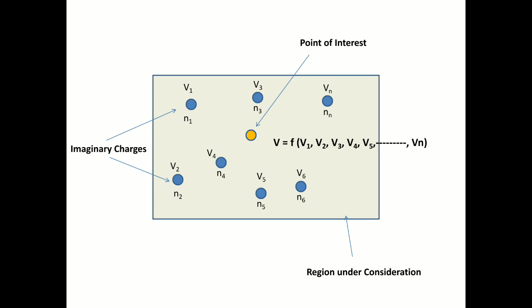So according to our step number 3, as I told you, whatever the value of potential which we are interested to calculate at any point of interest, that is going to be influenced by the electric potential produced by individual imaginary charges. So capital V indicates the value of potential at a point of interest, which is going to be equal to a function of V1, V2, V3, V4, so on up to Vn. So this is the basic philosophy of charge simulation method.